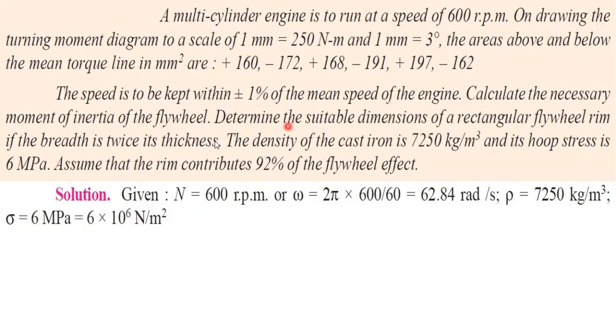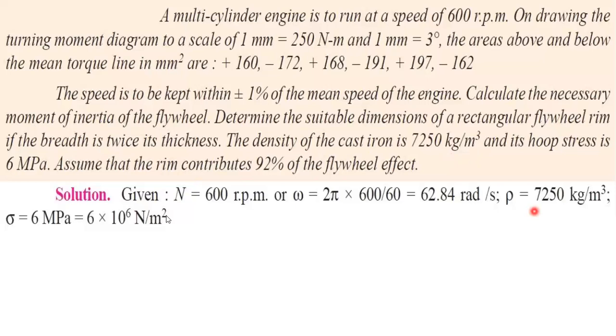Calculate the necessary mass moment of inertia. Determine the suitable dimensions of the rectangular flywheel rim if the breadth is twice the thickness. So this is the hint. The density of the cast iron is 7250. Density rho value they have given. Hoop stress is 6 megapascal. Sigma value they have given.